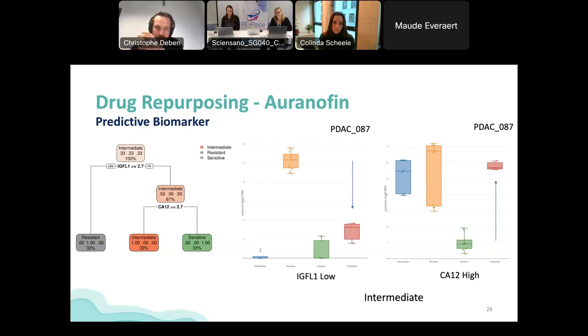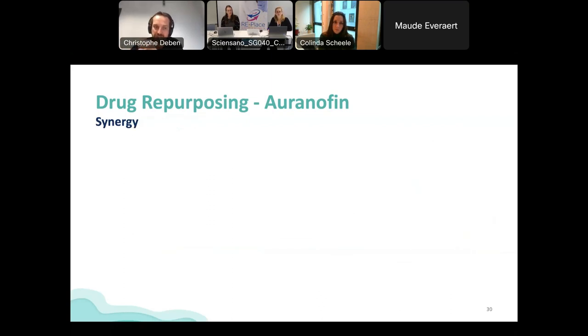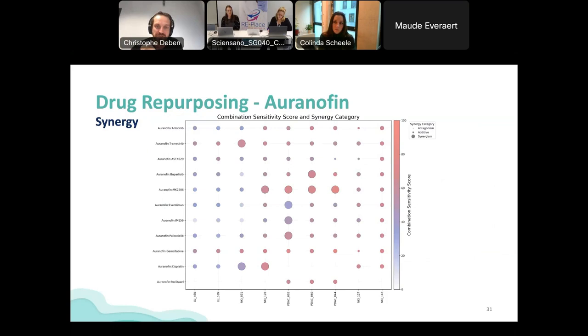So the selectivity was proven. We found a biomarker. We also made predictive signatures, taking into account more genes. And then the second step, where the high throughput aspect is really beneficial, is that we can define the synergy between auranofin and a lot of different combinations. This is the average synergy: a large bubble means synergistic interaction, a medium bubble an additive effect, so 1 plus 1 is 2. And antagonism would mean that they counteract each other, but this was almost never the case.